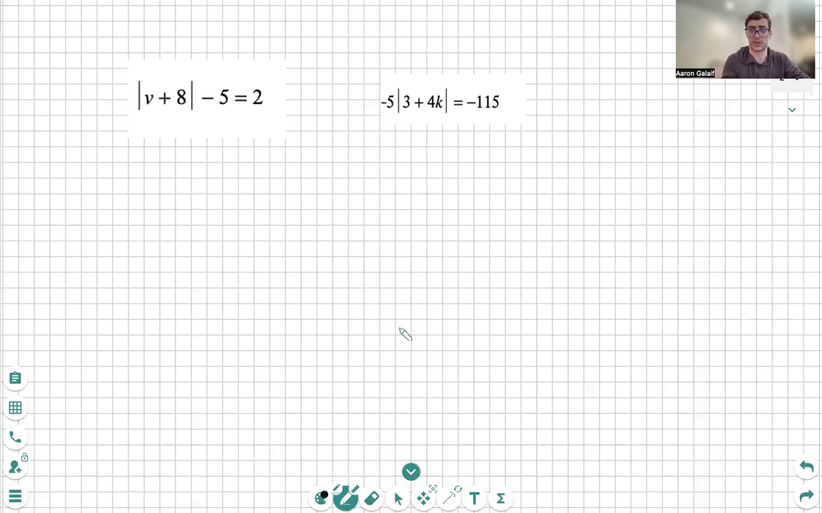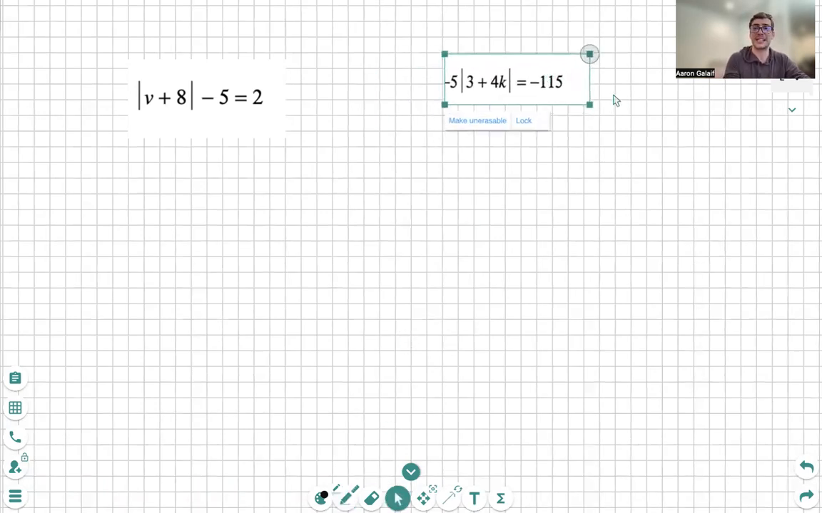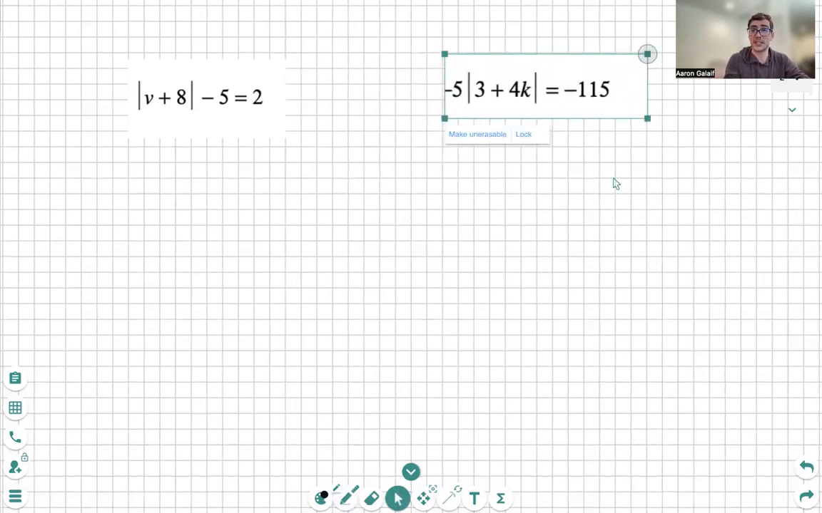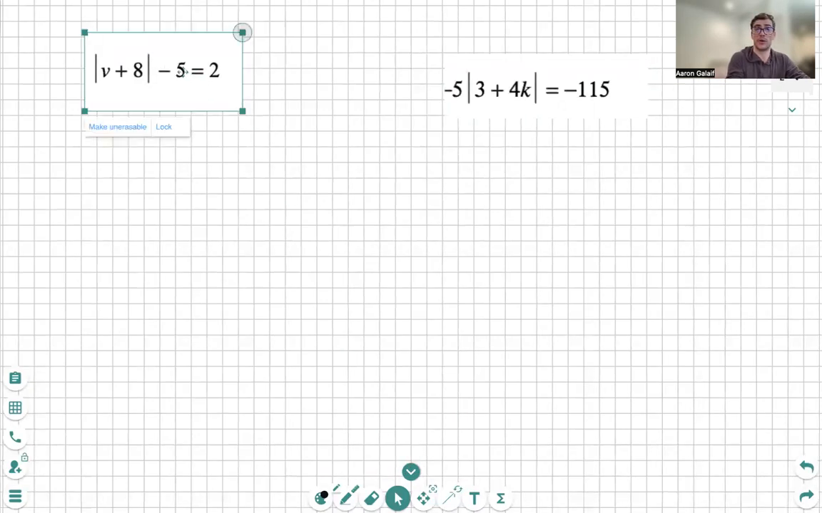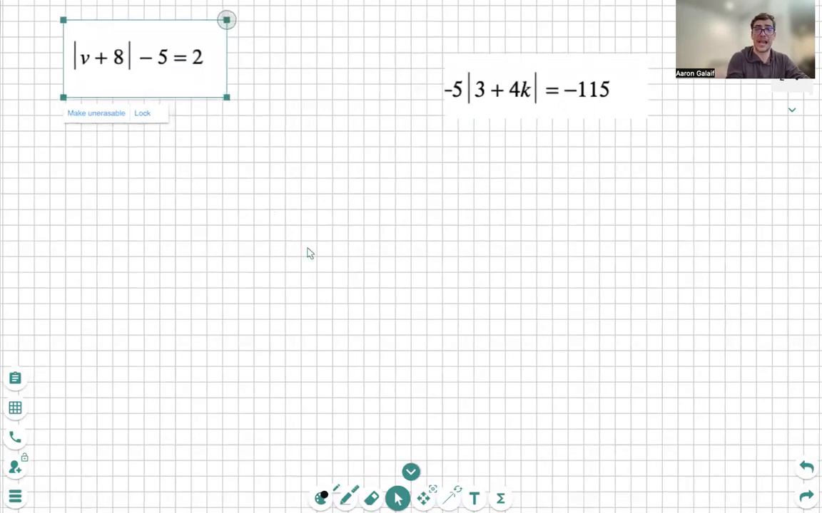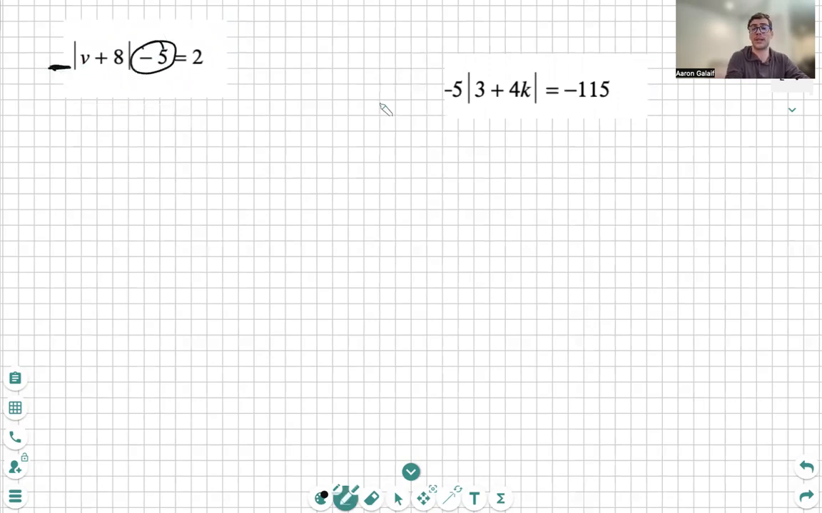First and foremost, the absolute value must be on its own. We cannot have anything attached to it, as in a coefficient in front or a number that's added or subtracted to it. So the first thing I do, just like we do with multi-step equations, is an inverse operation by adding the 5 to the other side. We have added the 5 to the other side.